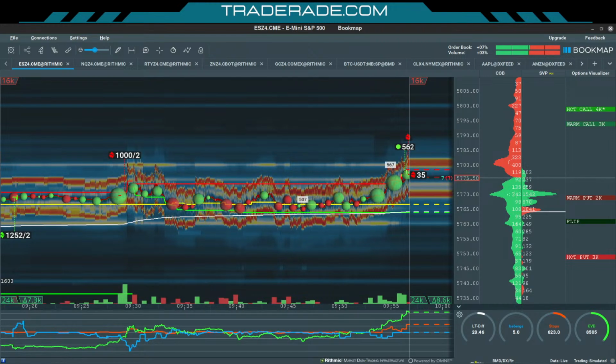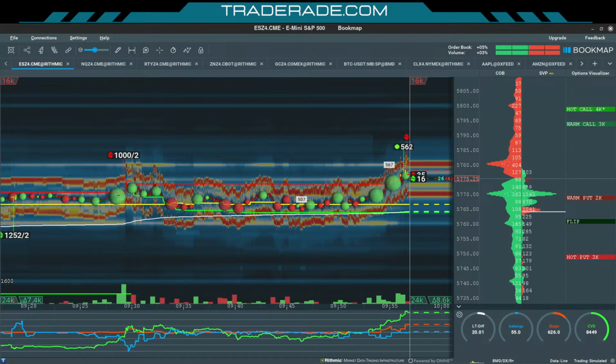Seeing a larger stop run there on S&P futures, 562 contracts stopped out so far. Seeing some passive sellers come back in here.